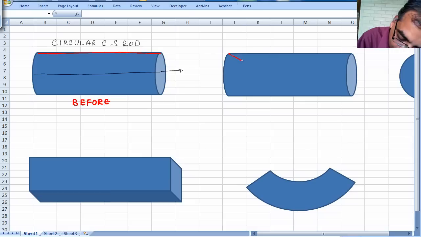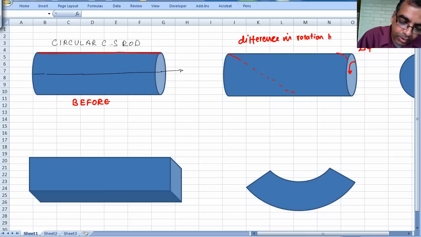So I'm going to try and see if I can draw that like that. And the angle of twist was called delta phi. That is the difference in rotation between the two ends. Okay, so that's the difference in rotation. You can see the line kind of wraps around, and we have done this many, many times. I'm just trying to repeat so that we make sure we understand.